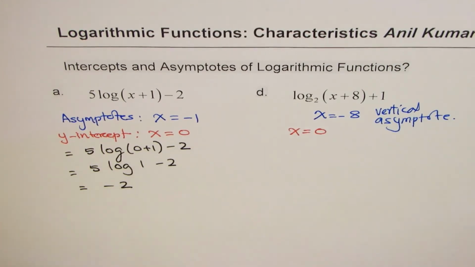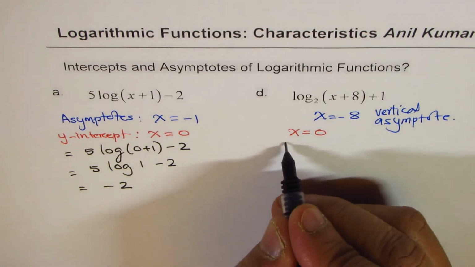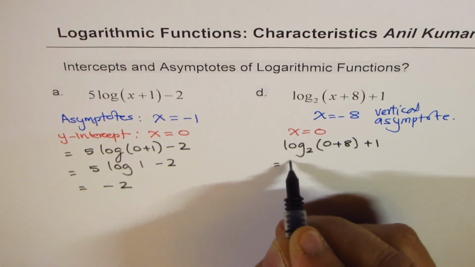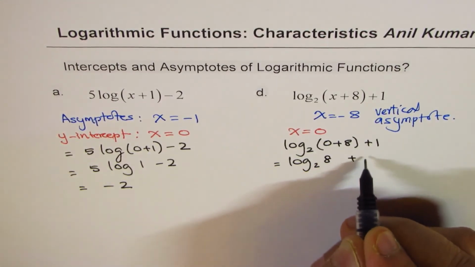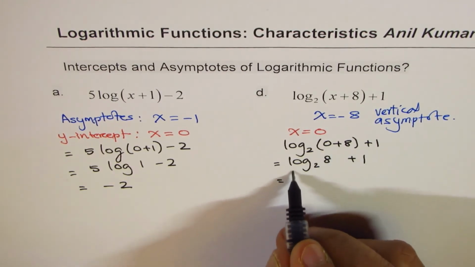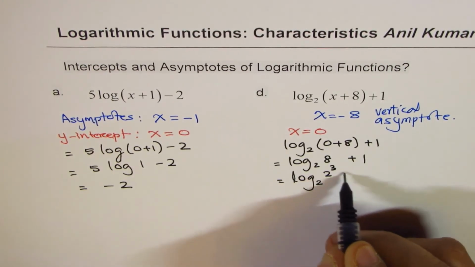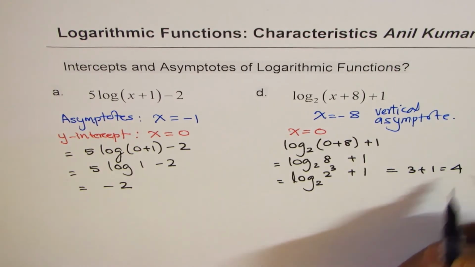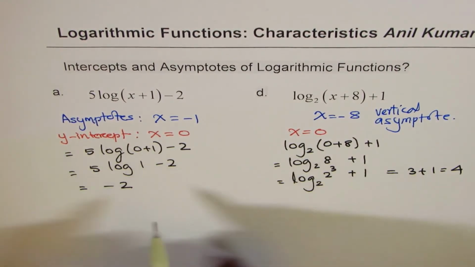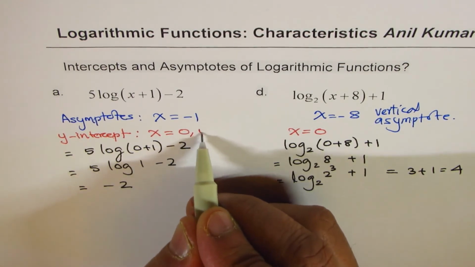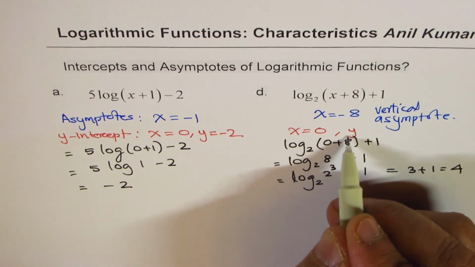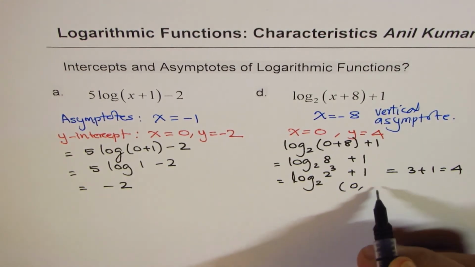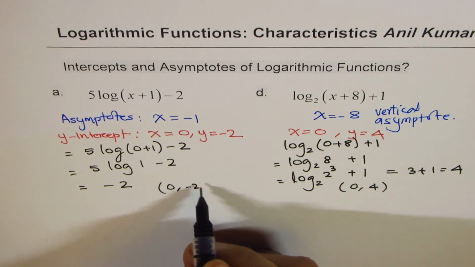In the second case, if I substitute x equals 0, what do I get? Let's calculate. For x equals 0, what I get here is log to the base 2 of 0 plus 8, plus 1. That means log to the base 2 of 8 plus 1. Now 8 is 2 to the power of 3, right? So we could write this as log to the base 2 of 2 to the power of 3. Is it okay? So that gives us the value 3. So we get 3 plus 1, which is 4. So in the first case, at x equals 0, y equals minus 2, and here y equals 4. So the y-intercept here is (0, 4), and in this case it is (0, minus 2).